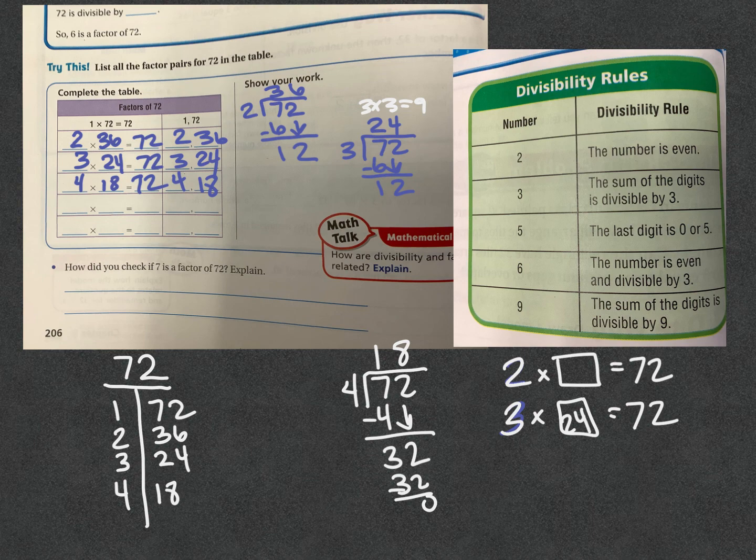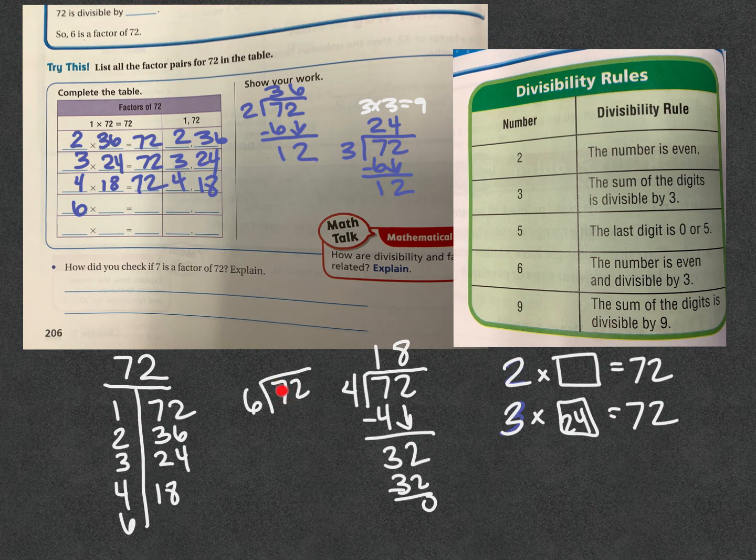Is 72 divisible by 6? Is 6 a factor? Well, it is an even number, ends in 2, and we already know it's divisible by 3 because 3 is a factor. So yes, it is. 6 is in fact a factor. We just need to find out real quick what multiplies by it. So we'll do the math, but we know it's going to work.